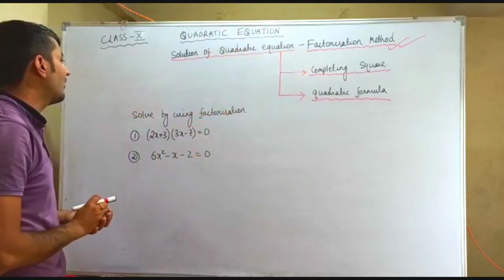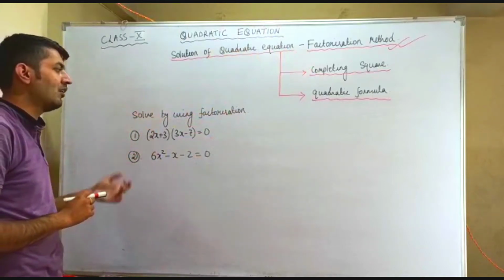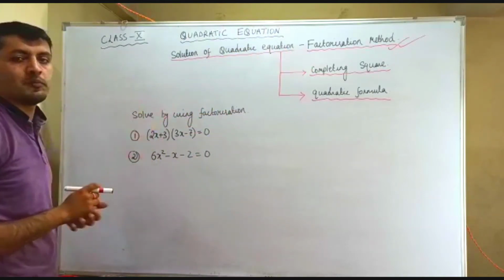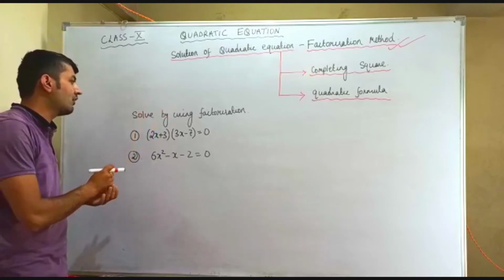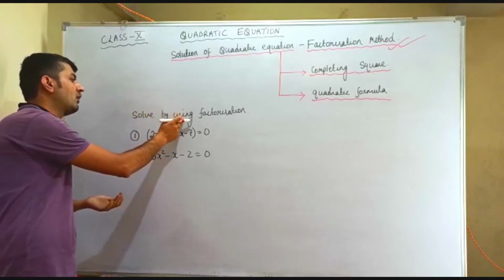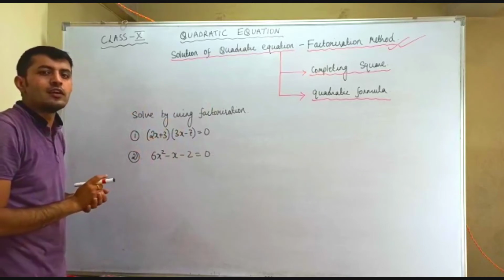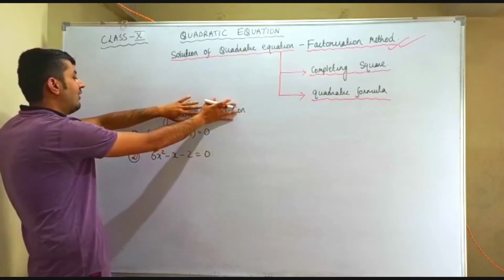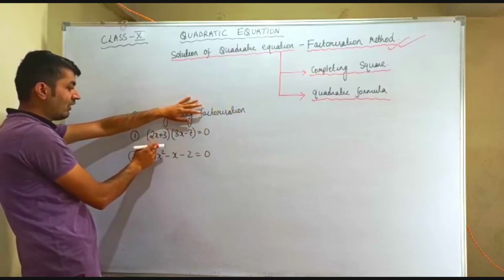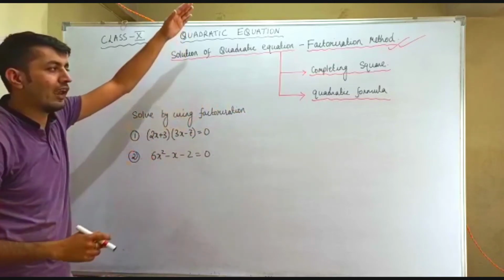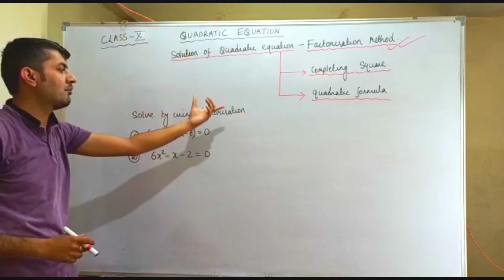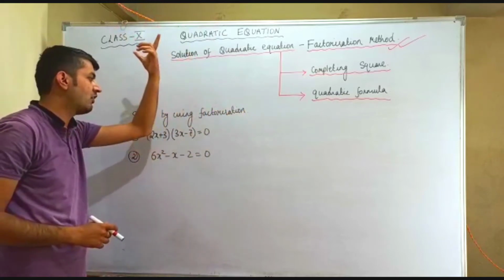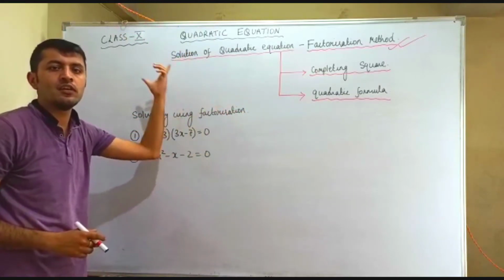I have taken a few examples from your textbook. You can see here: solve by using factorization. Sometimes they don't write factorization at all. They will just write "solve" and give the equation. So you can use any of the methods. But whenever they mention factorization, you have to use the factorization method.